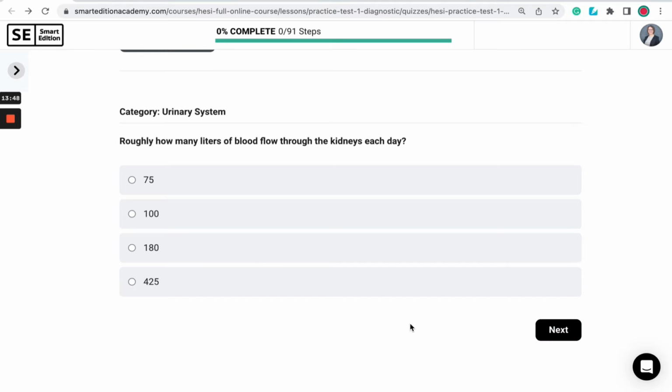Roughly how many liters of blood flow through the kidneys each day? Is it 75, 100, 180, or 425?